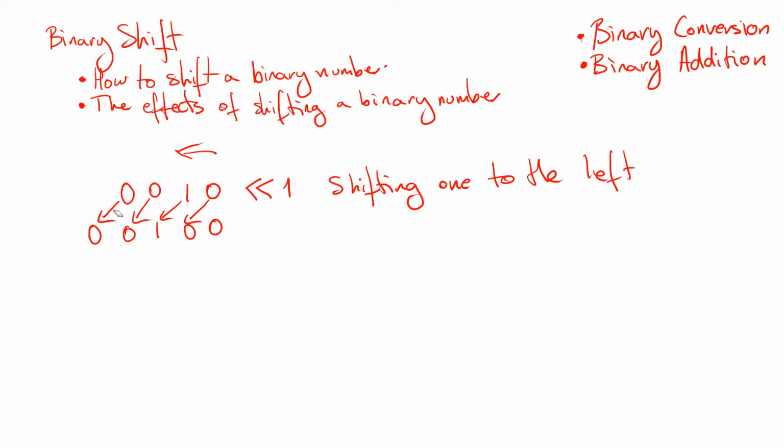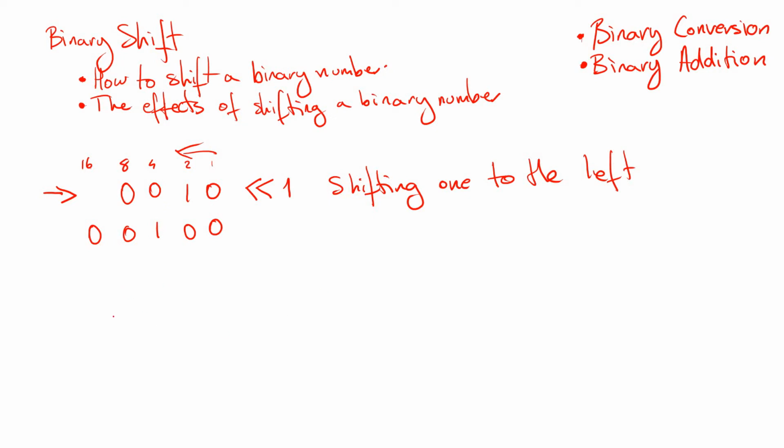The reason why I say that is if I just erase these arrows here to make it a bit clearer to see, if we put the place values on the top, so we have 1, 2, 4, 8, and 16, we see that with this binary number on the top here, we were representing the number 2. By shifting it once to the left, we now represent the number 4.